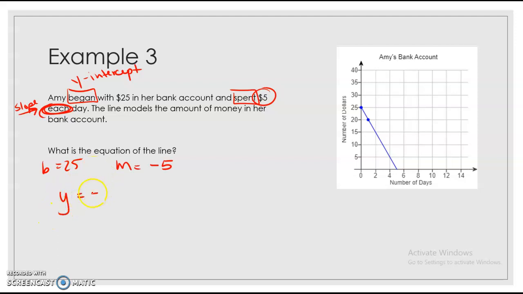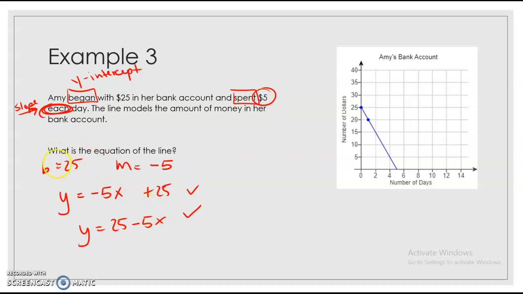All right, so from here, I just write that into the equation. y equals negative 5x plus 25. Or another way to write it, y equals 25 minus 5x. Both of these are correct. They say the same thing. The negative stays with that 5x. And that's how we write the equation of a line.